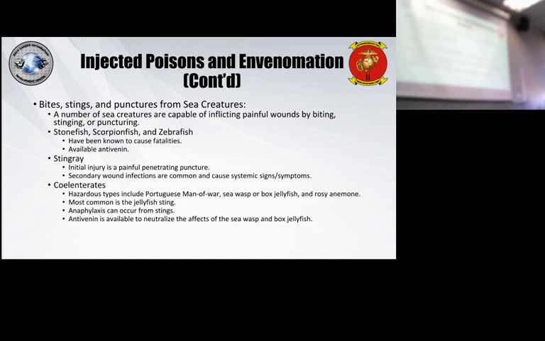And the coelenterates. Hazardous types include the Portuguese man of war, the sea wasp, box jellyfish, and rosy anemone. The most common is the jellyfish sting. Anaphylaxis can occur from stings, and antivenom is available to neutralize the effects of the sea wasp and the box jellyfish.